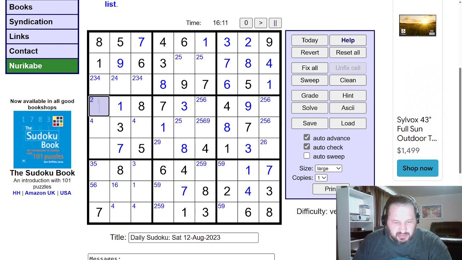But it could be a 2 or a 6. Okay, I'll just jot that in there. I think that's what I need to do. I've got these 2 cubes left. I just need to mark them all the way out.